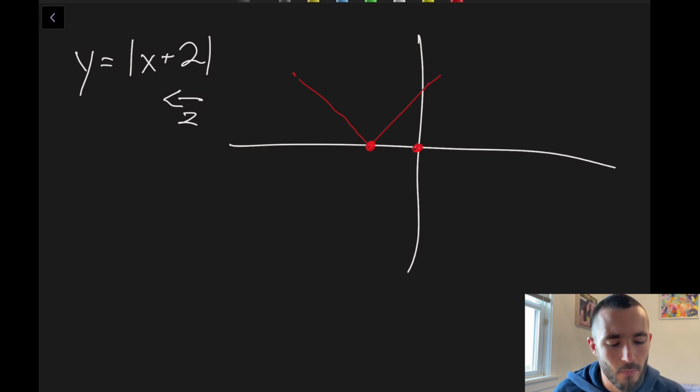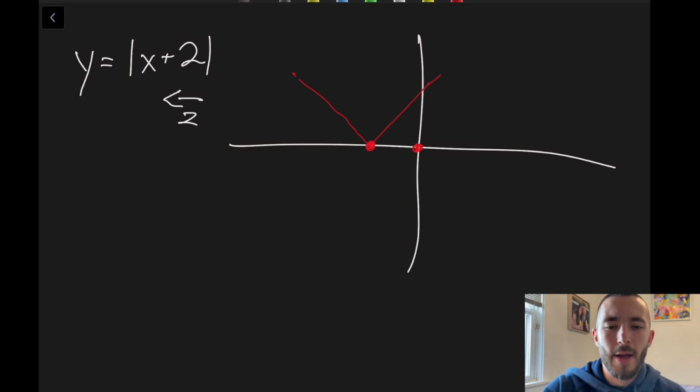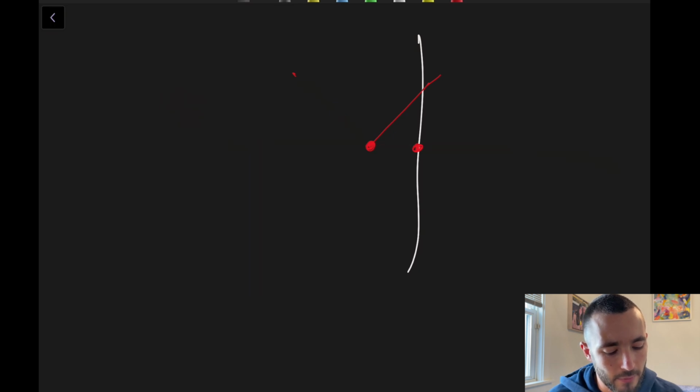Now, if you want to understand why it's shifting to the left, my recommendation would be to just plug in a bunch of x values, and you'll see what the y outputs are, and you'll kind of understand how this graph takes its form. But I don't really want to spend too much time talking about that in this video. I just want to do 2 more quick examples, and then we will wrap up.